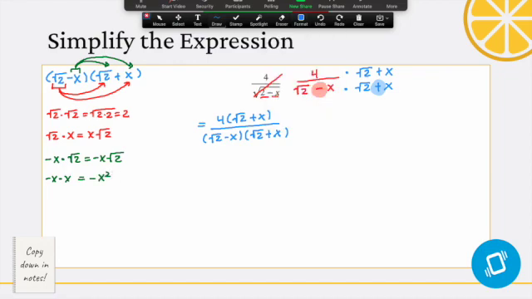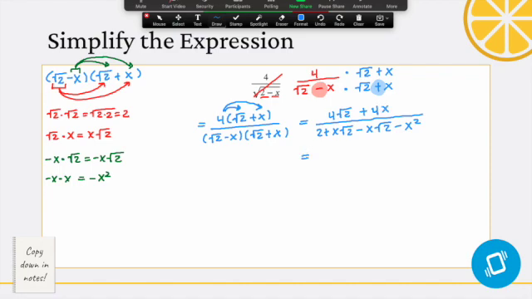So on the bottom here, we have 2 plus x square root of 2 minus x square root of 2 minus x squared. And on the top, I'm going to distribute the 4 to the square root of 2 and to the x. So we get 4 square root of 2 plus 4x.